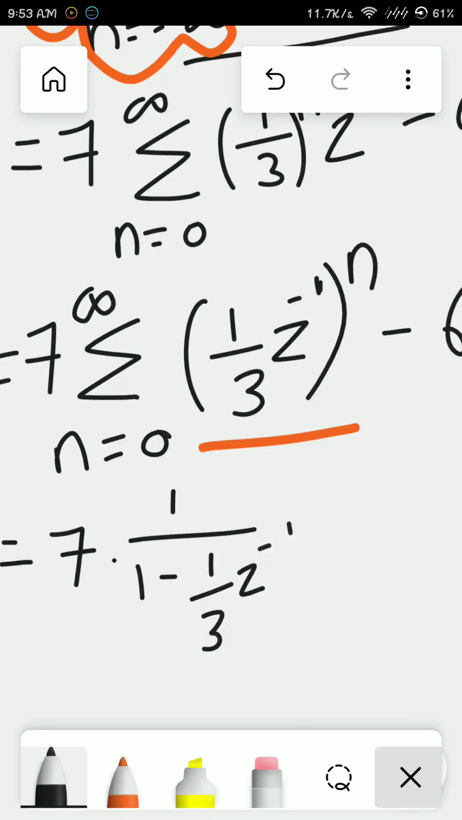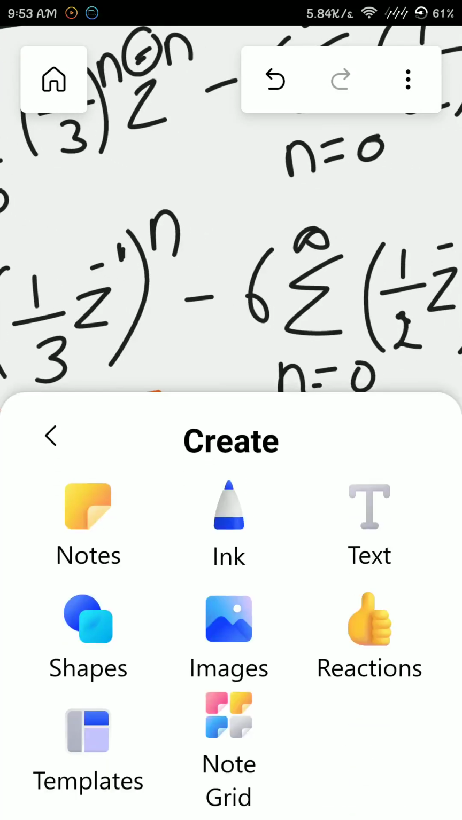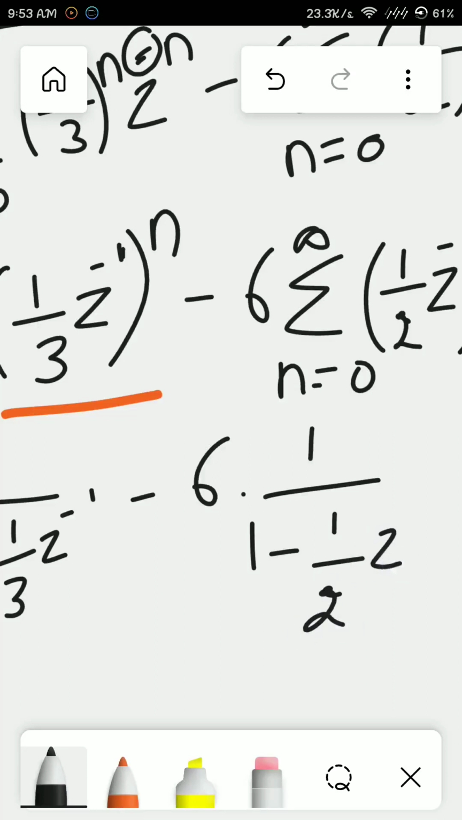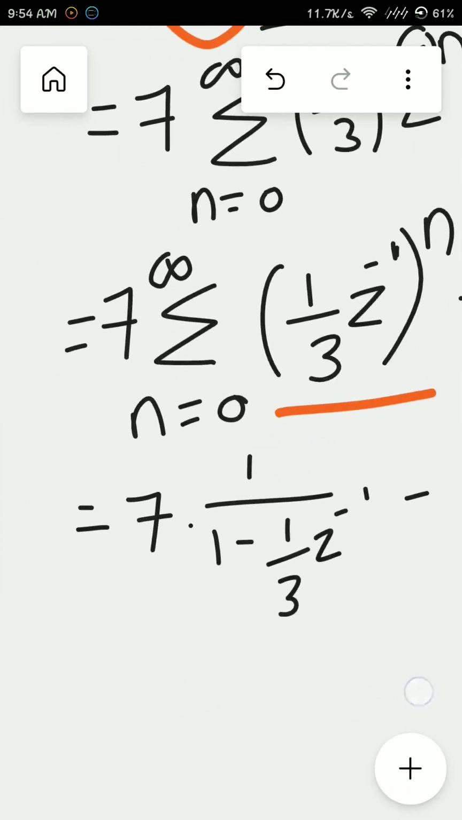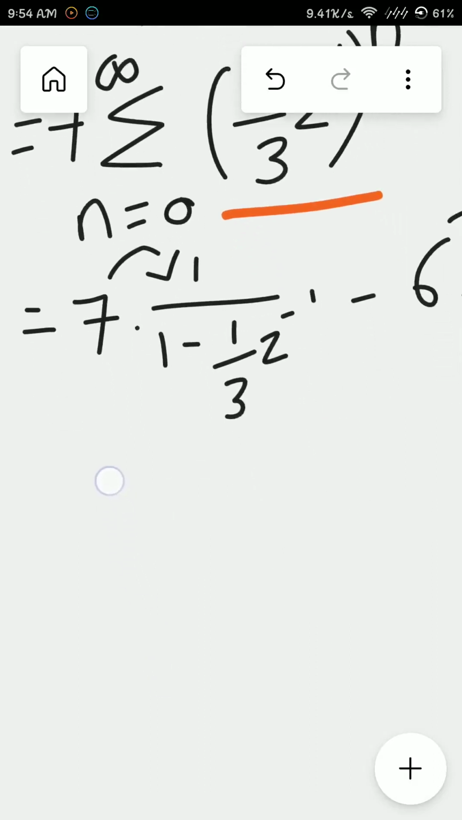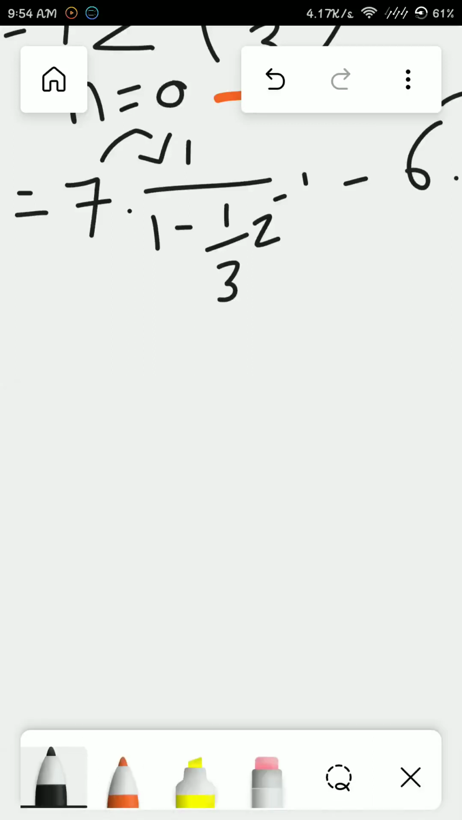Once again I'll take it over here. You get minus 6 into 1 divided by 1 minus 1 by 2 z inverse. So let me do the simplification now. Let me multiply 6 to this and multiply 7 to this. If I multiply 6 and 7 to this, what do I get?